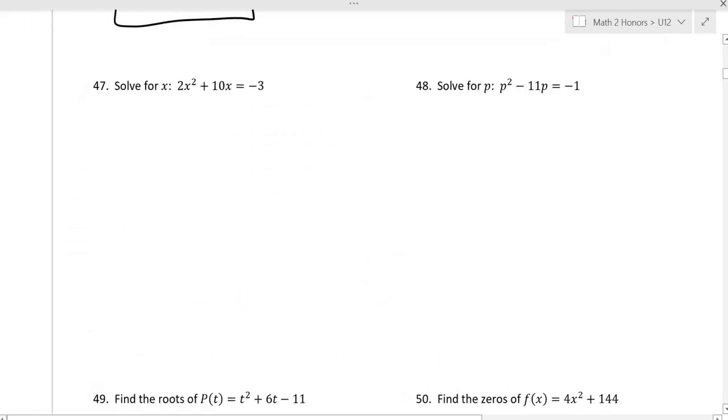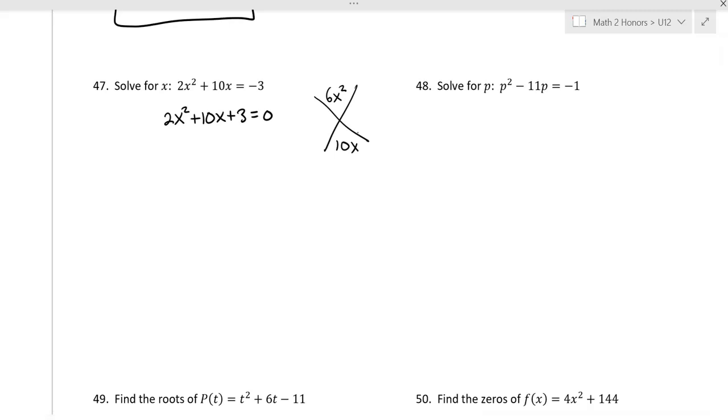On 47, I'm going to set this equal to 0 and try to factor. I'm not sure if it will work. So I add 3 to both sides of the equation. I'm looking for two terms that multiply to 6x squared and add to 10x. So I'm thinking about my factors of 6. So 6 and 1, not going to make 10. 3 and 2, not going to make 10. So this thing is not going to factor.